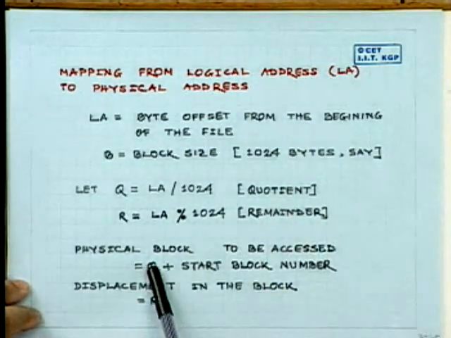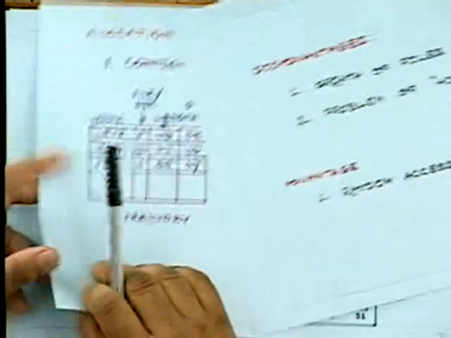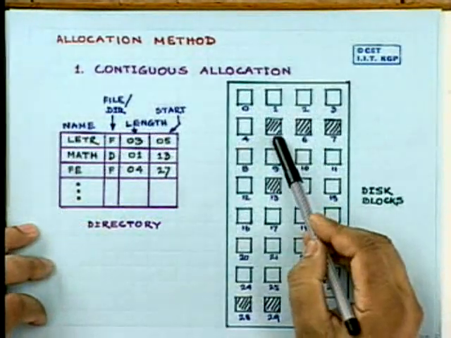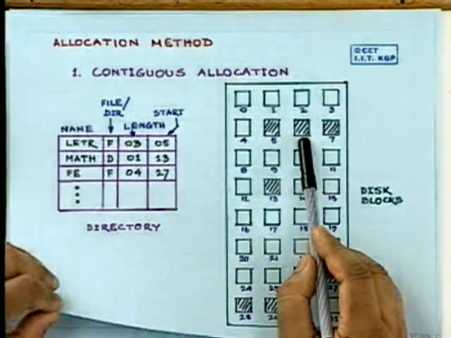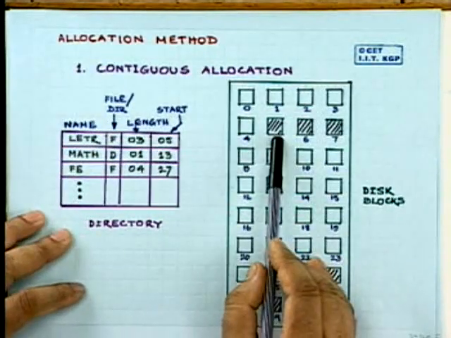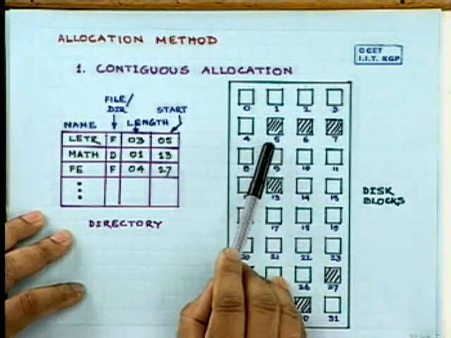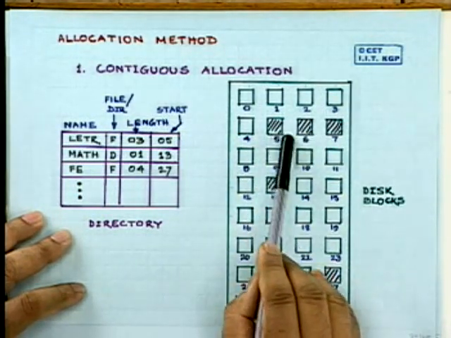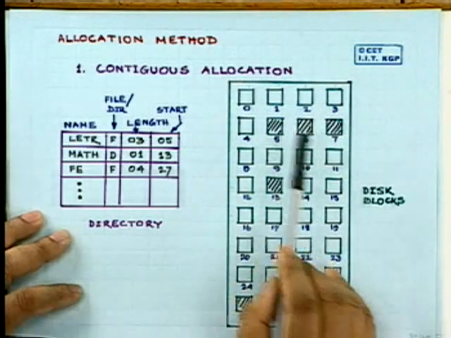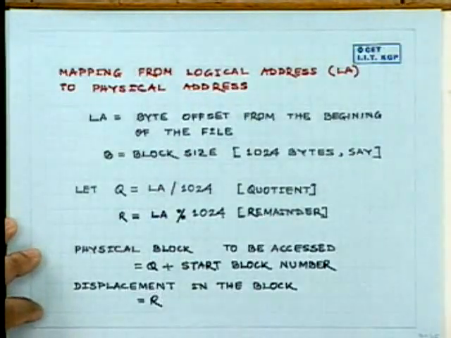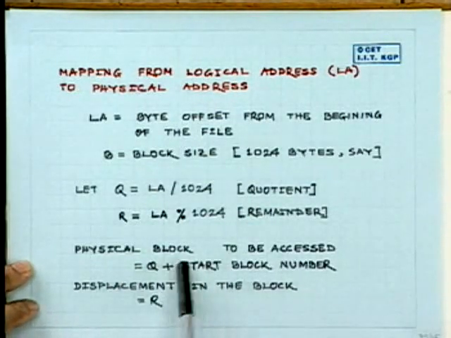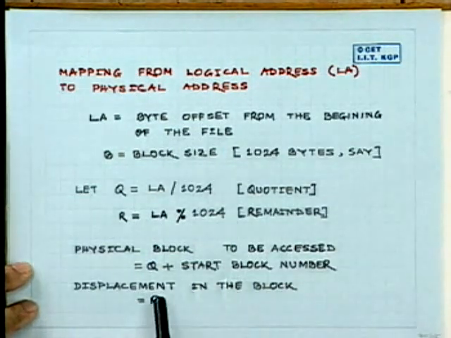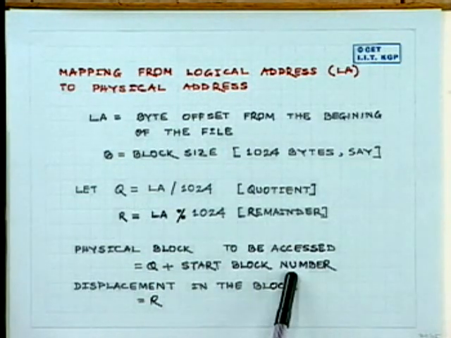So, for example, if Q is the start block number, say the start block number is 5 and the quotient is 1, then we know that we'll have to go to the next block, 5 plus 1, the 6th block, where that logical record will be. That is why we say that the physical block we will have to access to find the logical record is Q plus the start block number, okay?